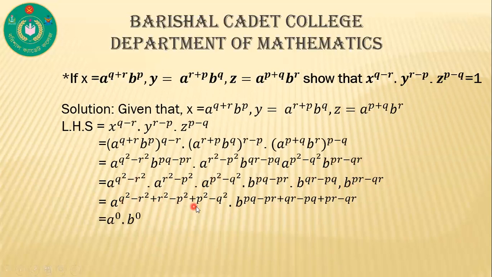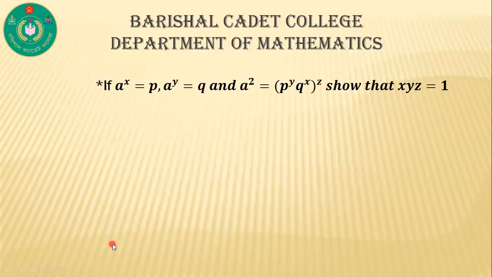Here q square cancel, p square cancel, r square cancel. That's why we can write a to the power 0, and here this term are cancelled. That's why you can write b to the power 0. We know a to the power 0 is equal to 1 and b to the power 0 is equal to 1. 1 into 1, that means 1. This is our required answer.